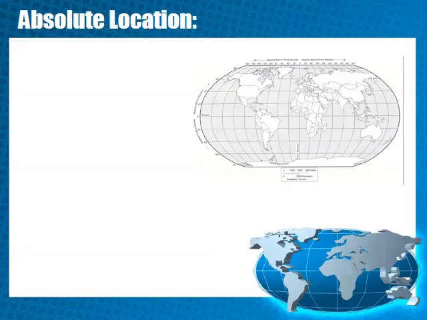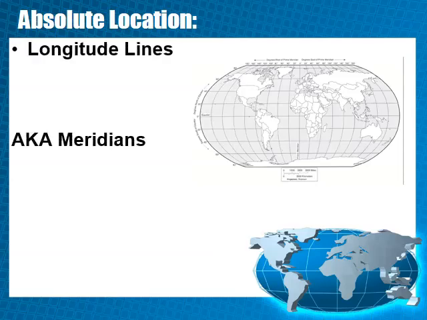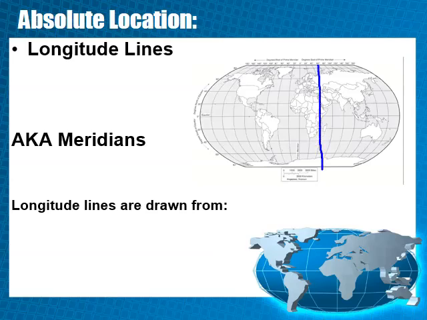Okay, so I previously told you that absolute location is going to use 2 different points, 2 different lines. We've already talked about lines of latitude. The other line was longitude, and longitude is also referred to as a meridian. Longitude lines are going to be drawn differently than lines of latitude. This time, they're going to be drawn from north to south. So they're going to be in this direction.